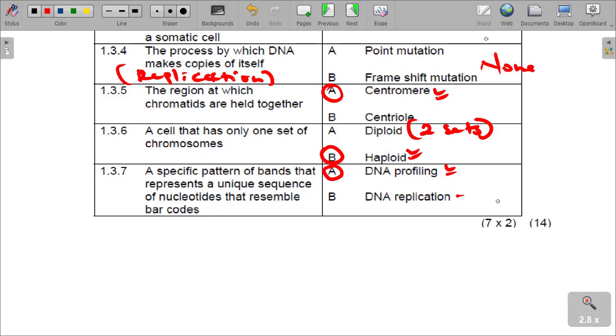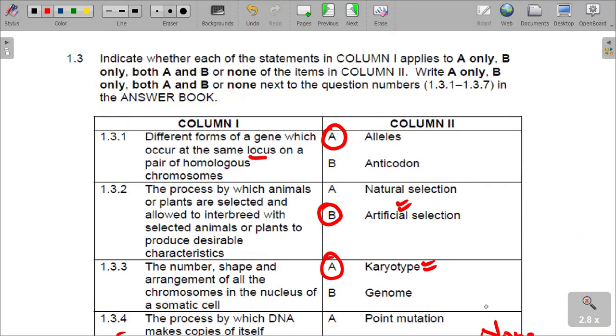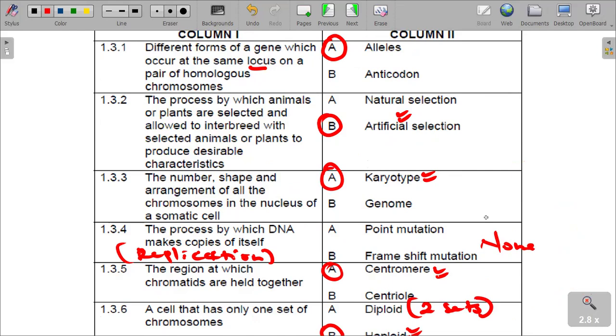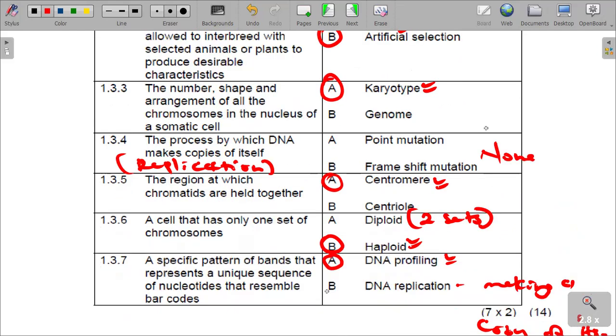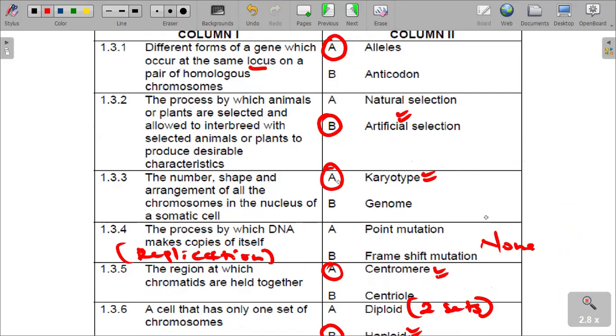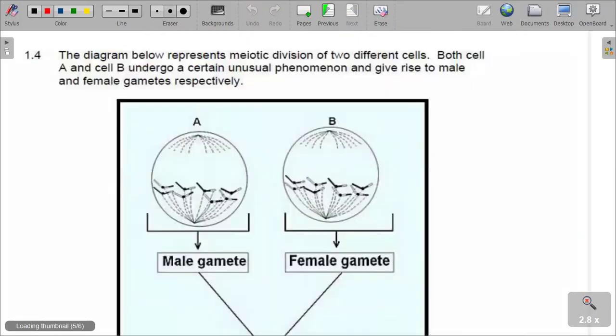DNA replication, we are saying, is making a copy of itself. That is what we call this. So now I am sure you can see and understand this. It is just an understanding of the definition of terms that you are being tested on in this case.